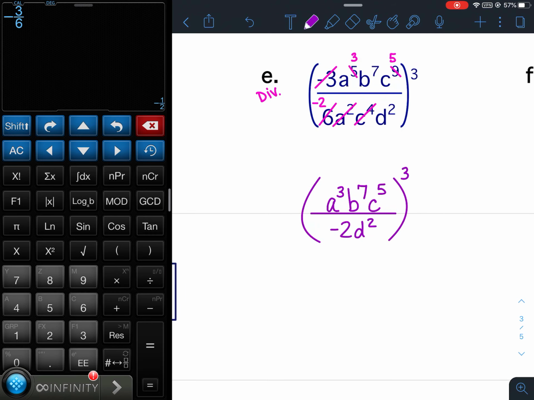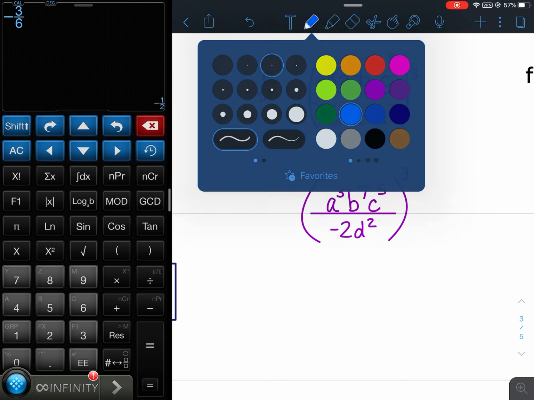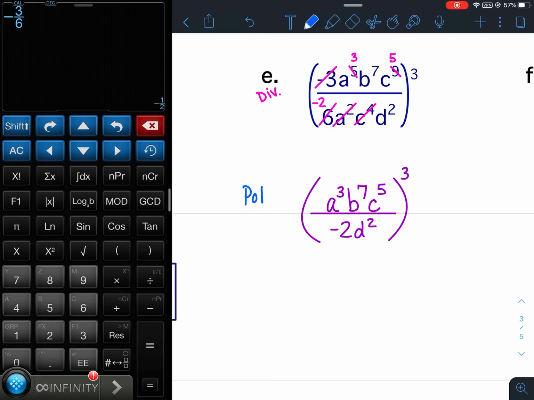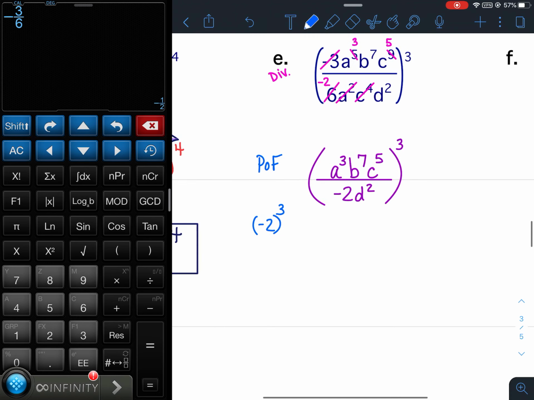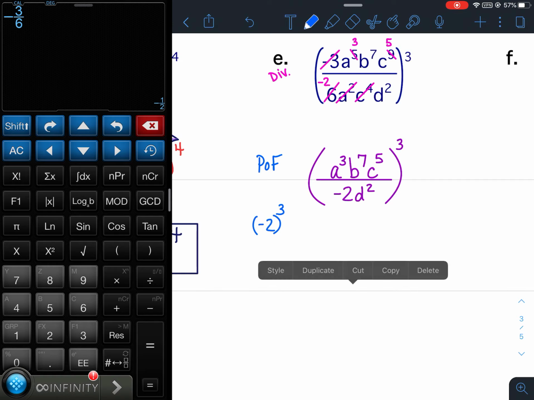Now that I've simplified everything on the inside, now I can apply that outside exponent. So now I can do my power of a fraction. The only coefficient in the numerator is a positive 1. So remember, when your coefficient is a positive 1, you can ignore it. In the bottom, I do have the coefficient of negative 2, so I'm going to write that off to the side to the 3rd power. Okay, so now I'm ready to apply the exponent.